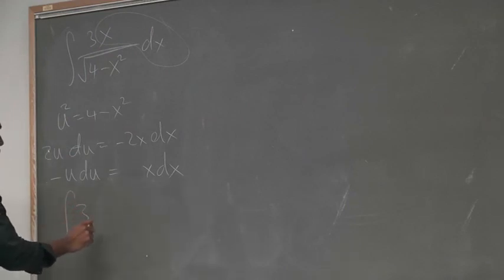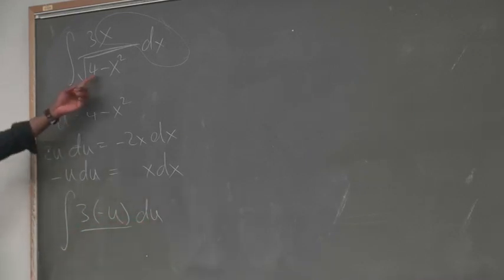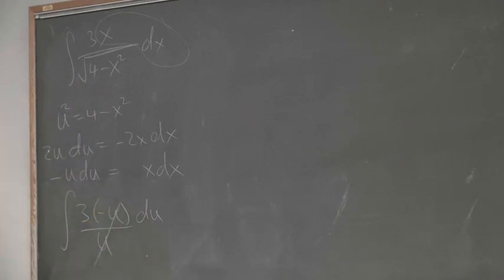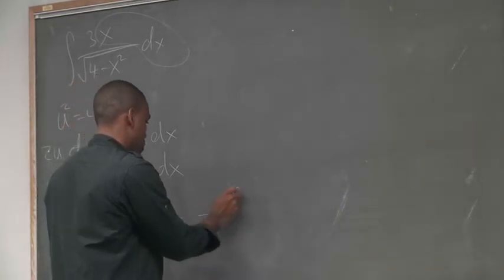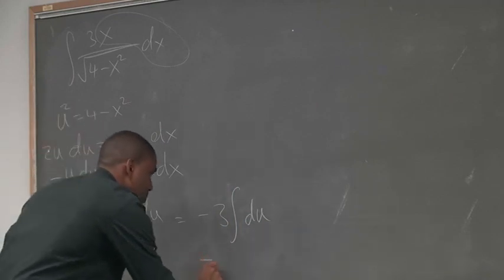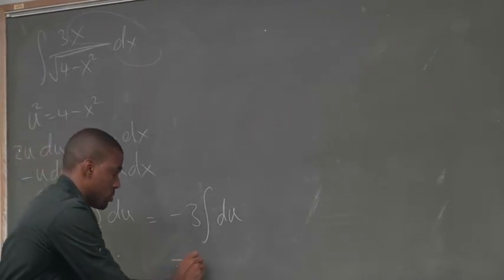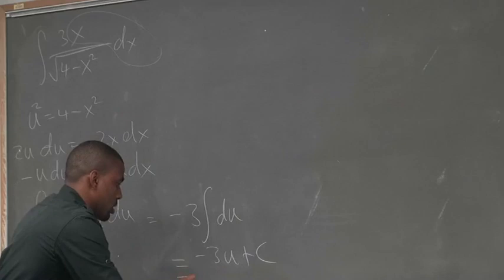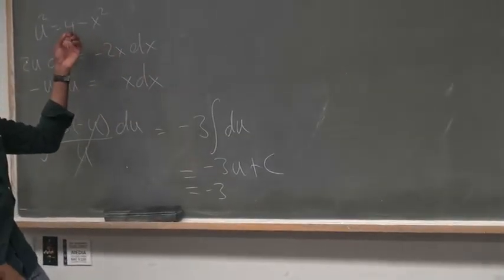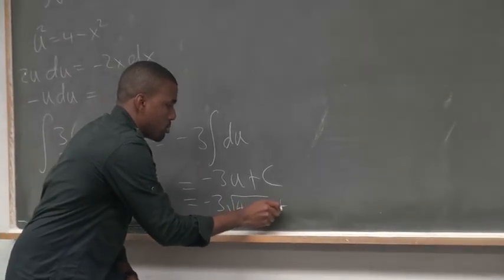So your integral just becomes 3 times minus u du divided by the radical of this, but u is the radical of that, so that's just u. So that integral becomes minus 3 du. And so that would be what? Negative 3u plus c. U is actually the radical of 4 minus x squared, so minus 3 radical of 4 minus x squared plus c, right?